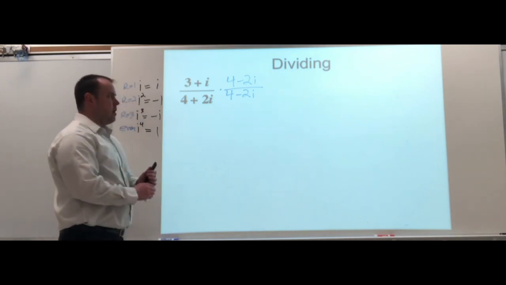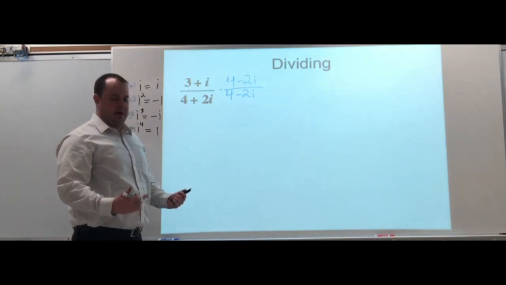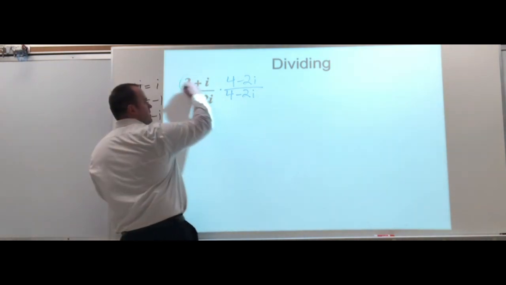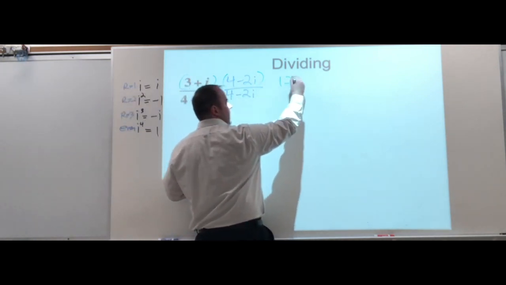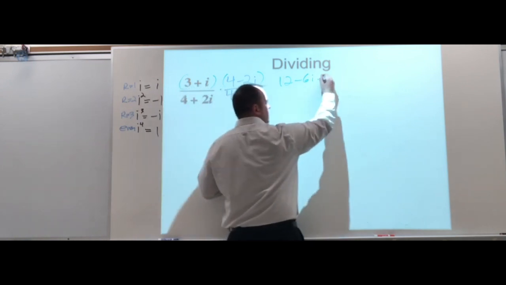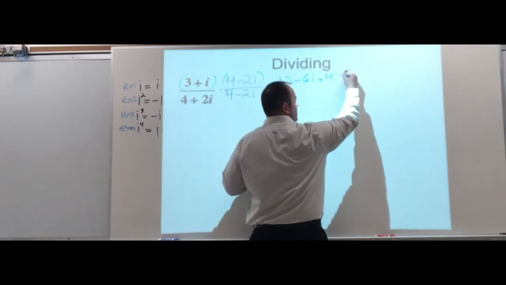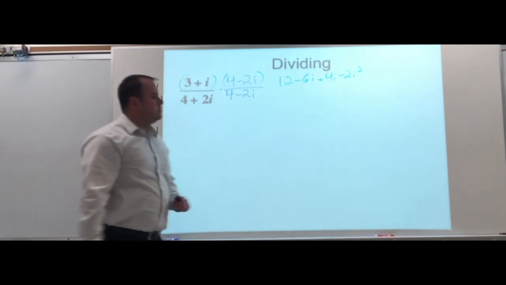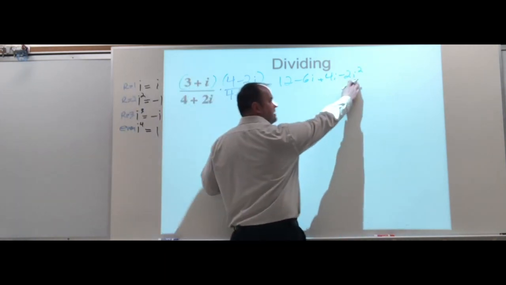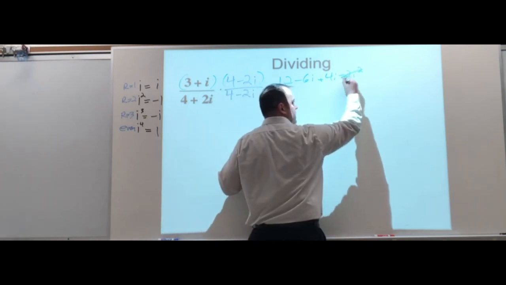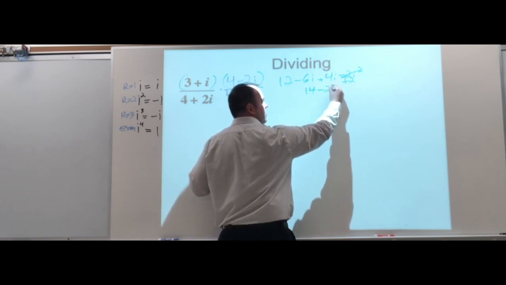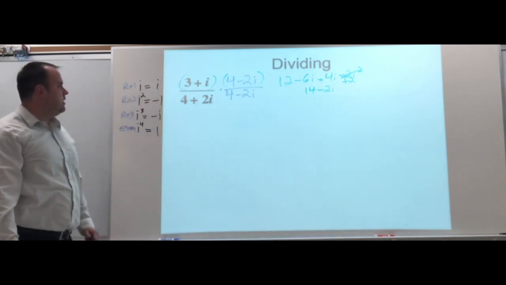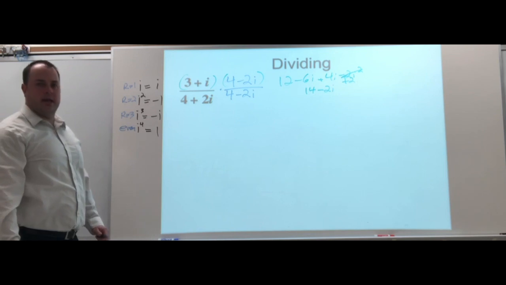Now this is where you have a little bit of work. You have to multiply this through, and by taking your time, it's going to take a little bit of work. So doing the top first, good practice with multiplying here too. We're going to have 12 minus 6i plus 4i minus 2i squared. And that's going to simplify. Remember that i squared goes to -1, so this is actually going to be plus 2. And I have 14 minus 2i. I'm going to double check my work real quick. 12, -6i, 4i, -2i squared. Okay, I like that for the numerator.